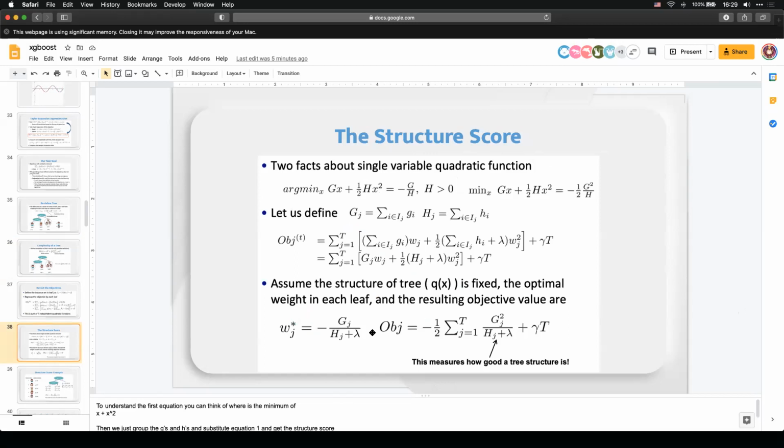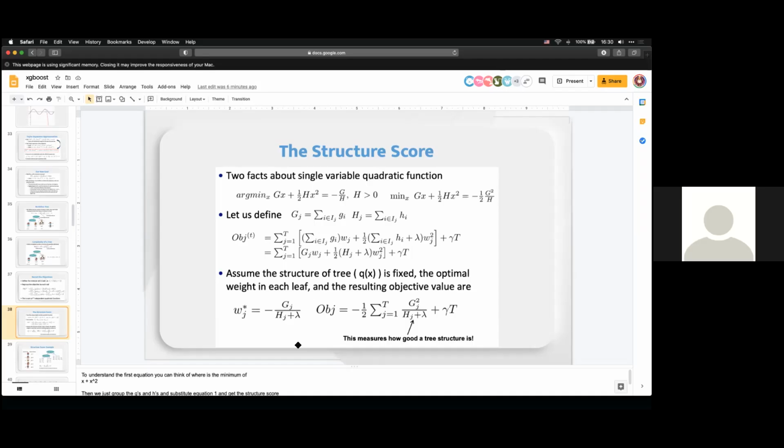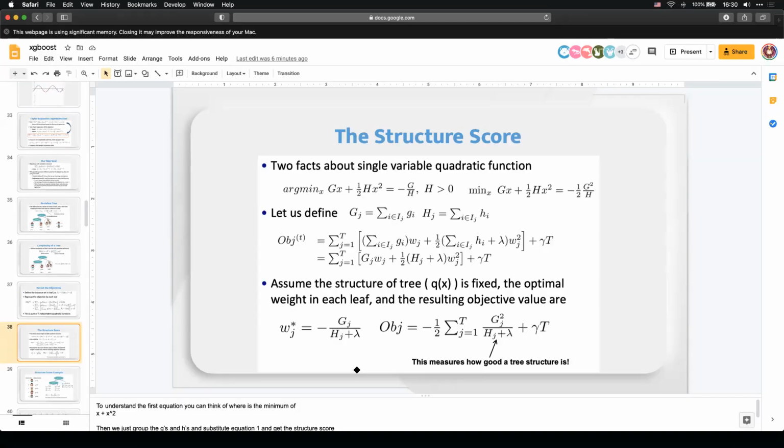Yeah, hope you kind of understand what we were doing here. So basically after all the 20 slides probably we have gone so far, we find a way to measure the quality of a tree, just because this number can be calculated. That's the best that we can do given the structure of the tree and the optimum weight in each leaf. So we know we cannot do better than that score, and that score is defined by this value.